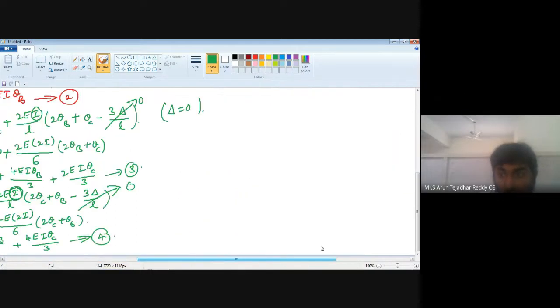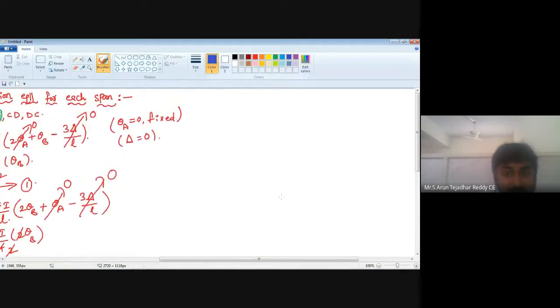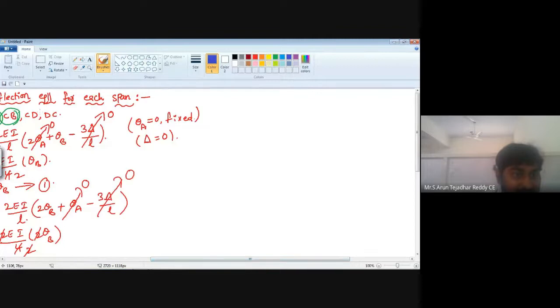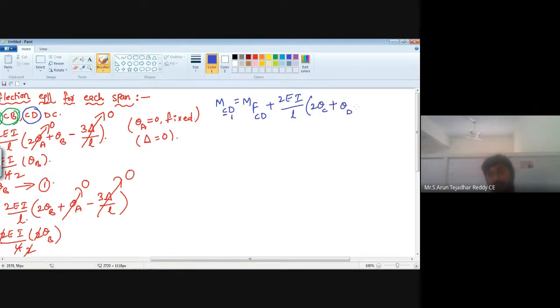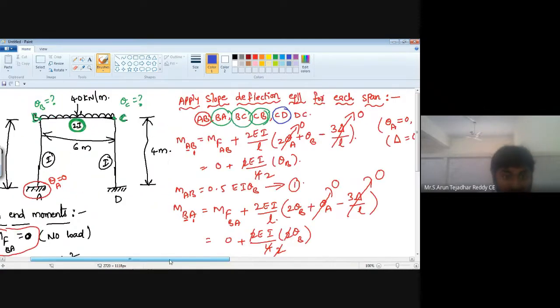Now, what about next? That is CD. Next is CD. So MCD is equal to fixed end moment span CD, so MFCD plus 2EI by L into first term is C, so twice theta C plus second term is D, plus theta D minus 3 delta by L.